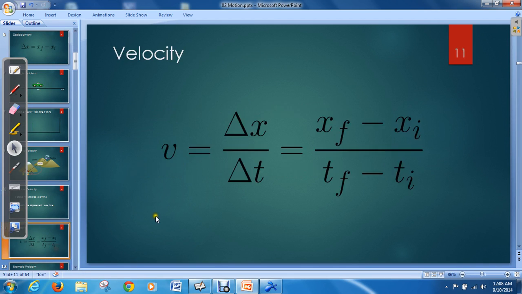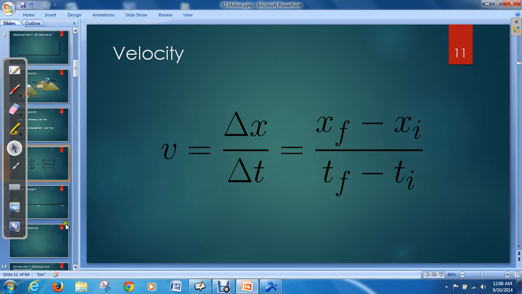So that leads us to the velocity equation. The average velocity is the change in position over the change in time, which if we wrote it out in full form, would be final position minus initial position over final time minus initial time. But usually we can just look at this equation right here. Usually this makes enough sense for us.